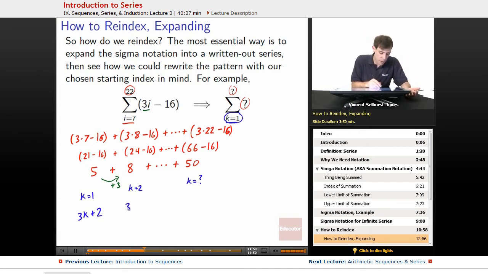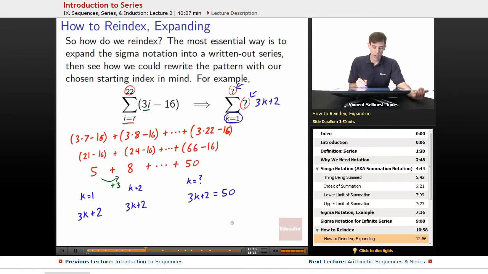Here, would 3k plus 2 work as well? Plug in 2: 3 times 2 is 6, plus 2 is 8. That checks out as well. So it looks like it's going to be 3k plus 2 for that part right there. Now, what's the upper limit of summation going to be? Well, if we're at 3k plus 2 and it equals 50, we have to figure out what value would come out here.